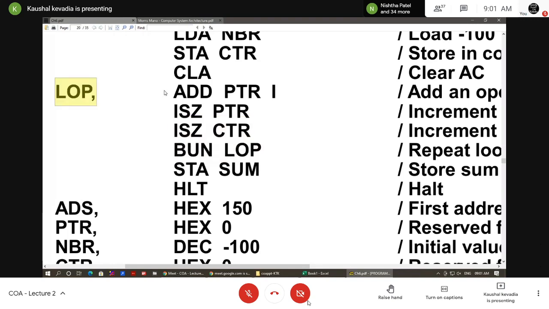So at LOP again there is an ADD PTR indirect addressing mode. So now what is the value of PTR? It is 151. Okay, after executing this line, I want to fetch the value at 151.